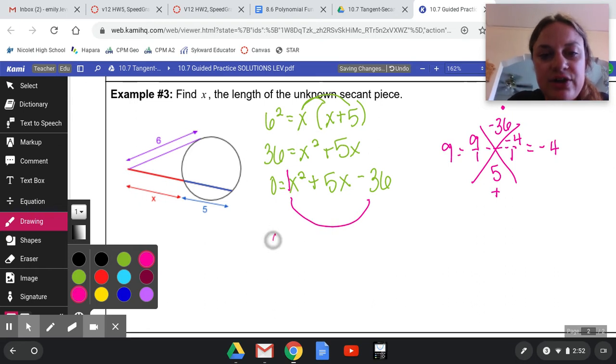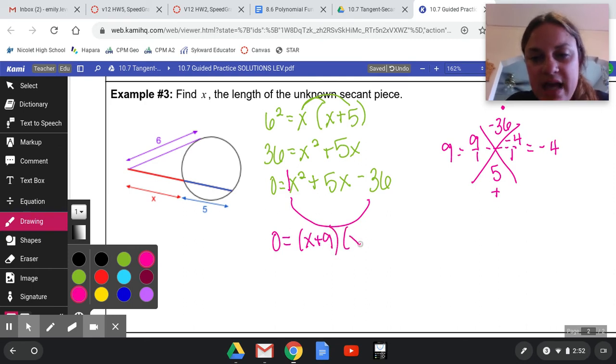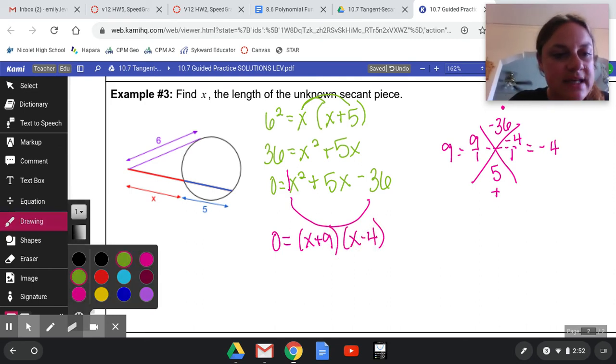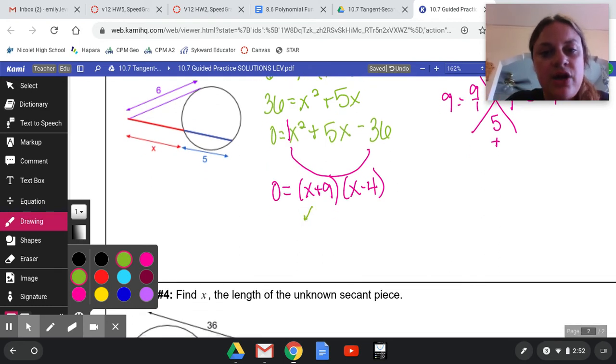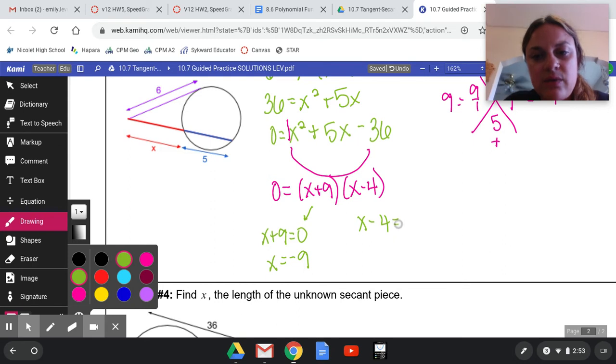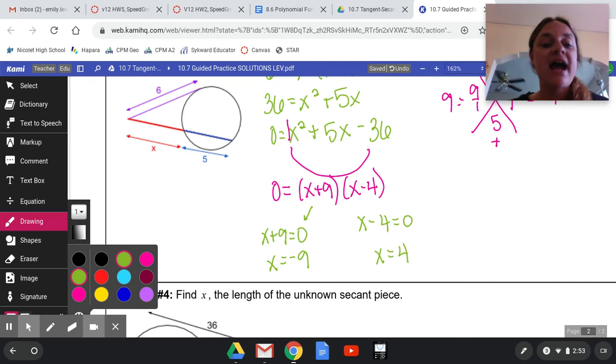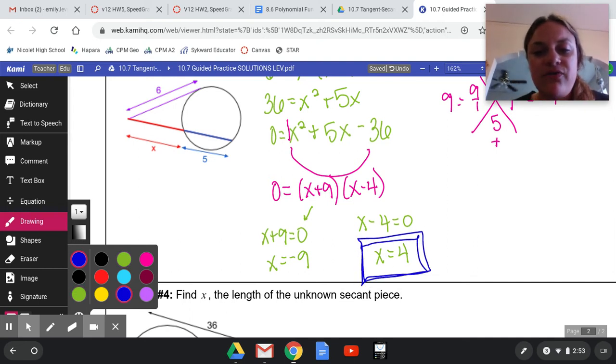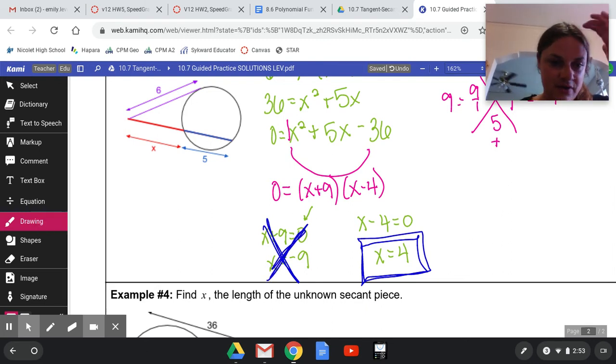So now my two factors, if I write that over here, 0 is equal to x plus 9 times x minus 4. And now once again, I have to solve for x individually. So if I take x plus 9 and set it equal to 0, that would give me x equals negative 9. If I take x minus 4 and set it equal to 0, I would get x equals a positive 4. Now, only one of these is my actual answer. Which one is it? Well, it is the positive answer. x is equal to 4. x cannot be negative because I'm talking about a length. Length is not negative here. Okay, so there we go.